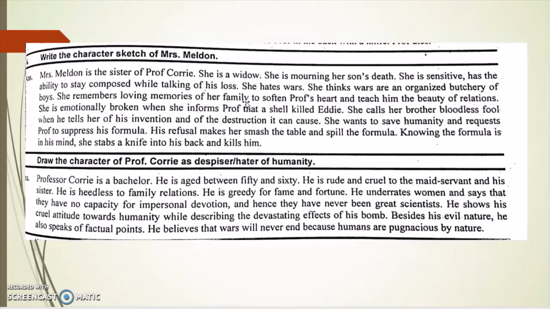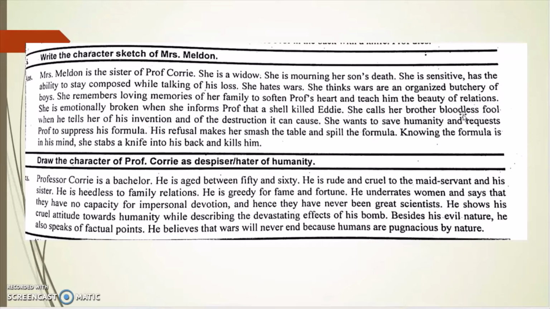She remembers loving memories of her family to soften Professor Corey's heart and to teach him the beauty of relations. See, she is emotionally broken when she informs the Professor that a shell killed Eddie, because it was quite recently that she realized how her son actually died. She thought that he had a peaceful death and the body was intact, and he had a proper burial. But recently a friend came back from war, and he told her that Eddie and other friends were blown to pieces. There was no dead body. So she was quite devastated by that news.